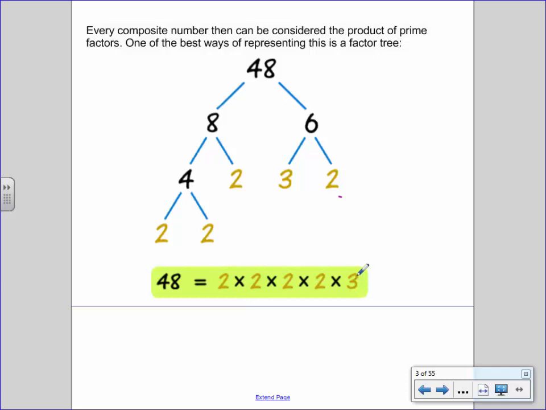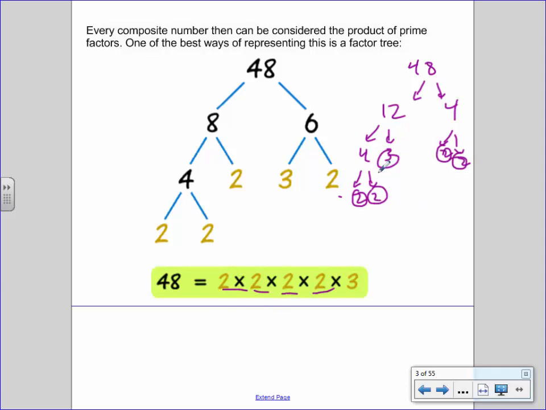Now, I wanted to show you that there's not one right way of solving this. For example, 48, sure, it gets broken up into 8 by 6, but could I not have made it 12 by 4? Would that not be valid? Well, let's follow this through. 4 would be 2 by 2. 12 would be 4 by 3. This 4 is another 2 by 2. And look, at the end of the day, I still have four 2s and a 3. So it doesn't really matter which order you do this in.